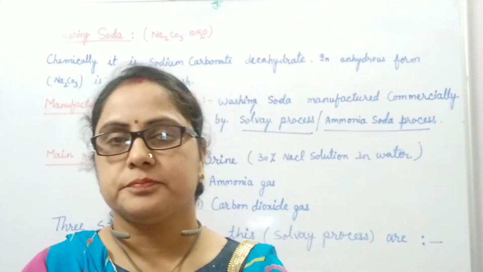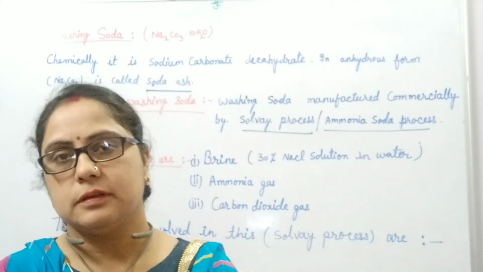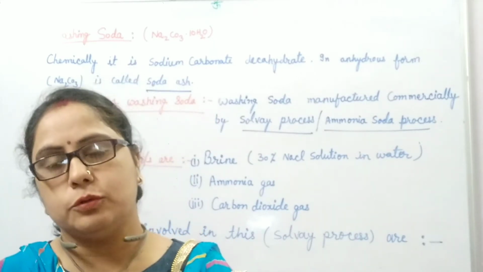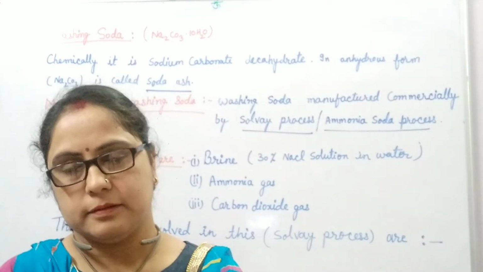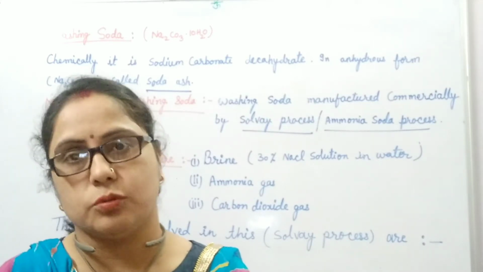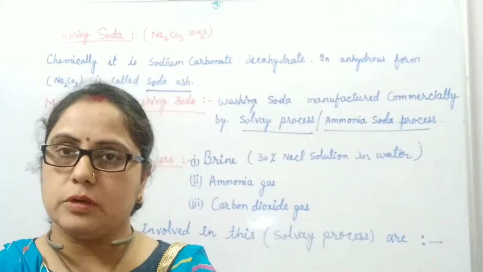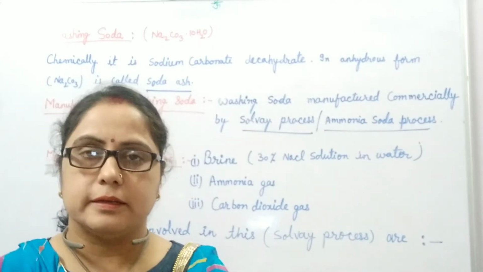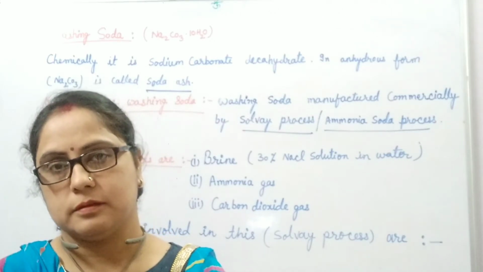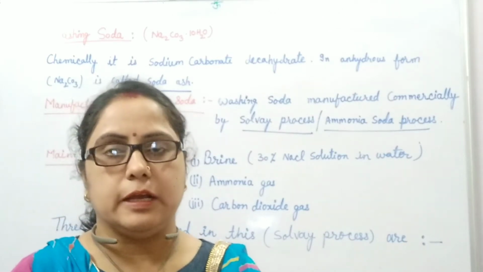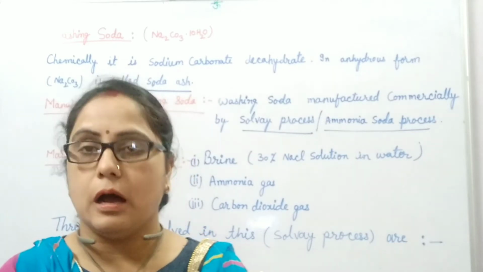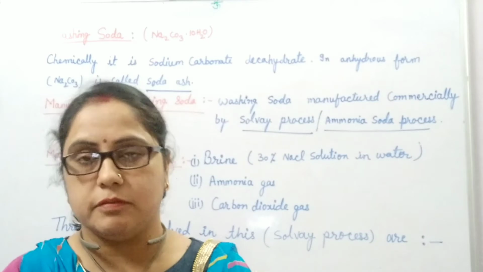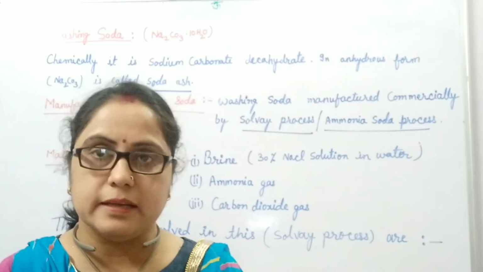Hello students, today we will discuss a salt which is very familiar and which we use as a cleaning agent, that is washing soda. Washing soda we use to remove the dirt, oil, and grease from dirty clothes. What is the chemical formula of washing soda, how it is prepared, and what are the properties and uses we will discuss today. So let's start.